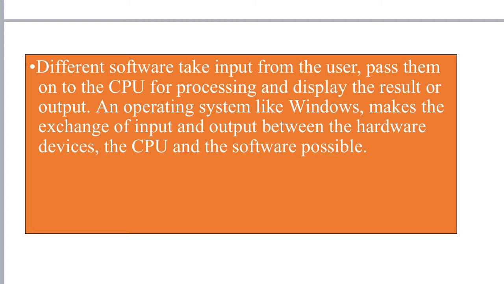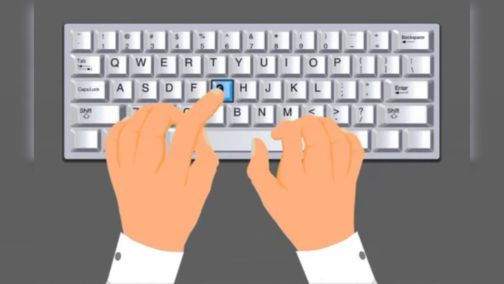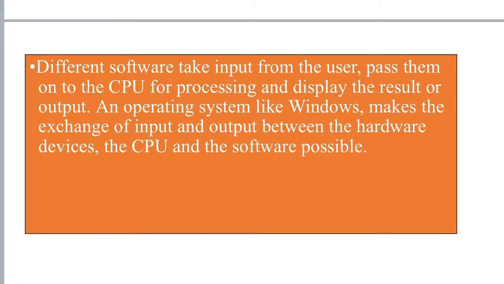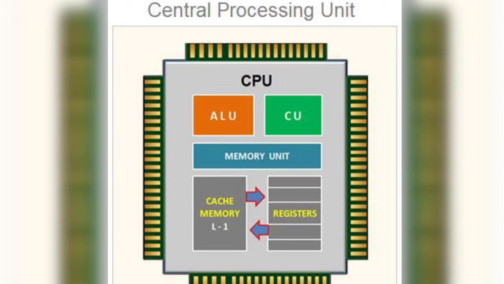from the user. So input can be in the form of clicking the buttons of the mouse or pressing the keys of the keyboard. And then that input is passed to the CPU. It goes to the CPU because the CPU has to process the information. And after the CPU completes processing that information, it displays or it shows the output on the monitor.